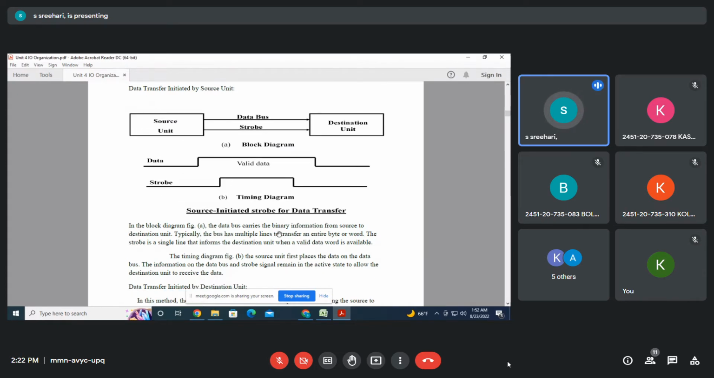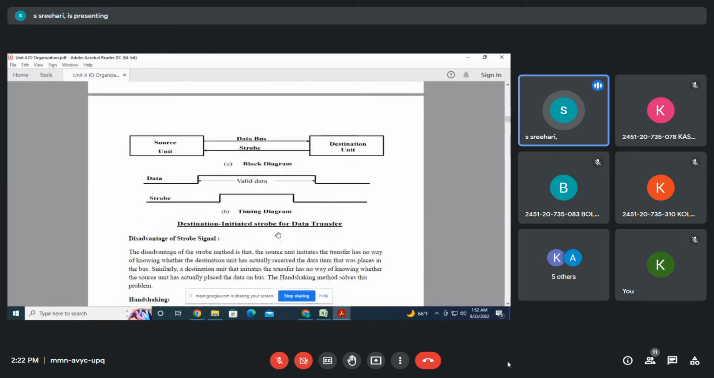We have two signals, and then we have the destination. So we have a source unit and a destination unit. The data always goes from the source to the destination, but the strobe signal is here. What is that? The destination unit is asking for the data. So it is called the destination initiated strobe for data transfer.